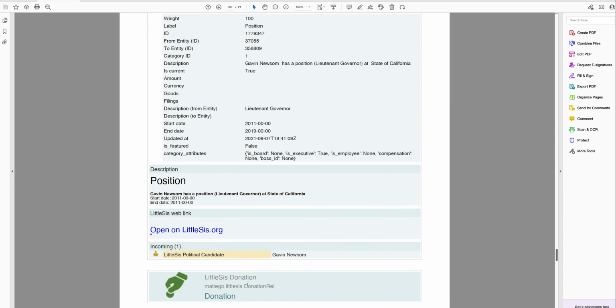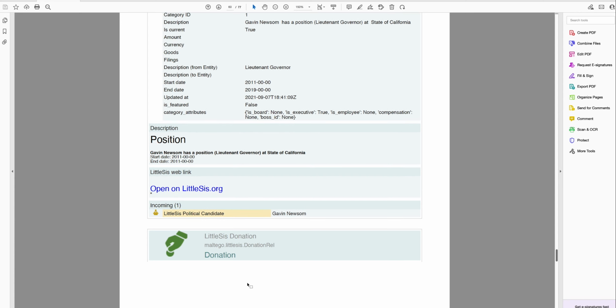Anyway, I hope this was useful for an introduction to the free version of Maltego using a free plugin called LittleSis.